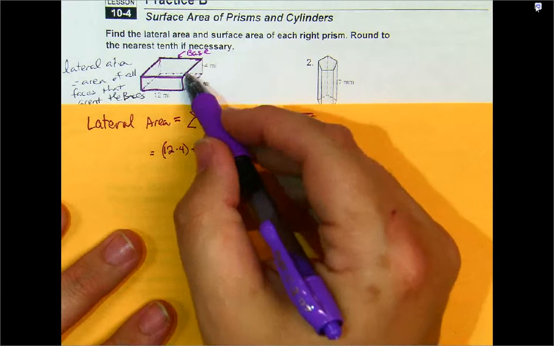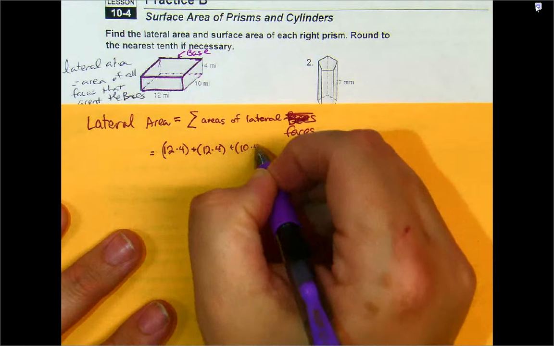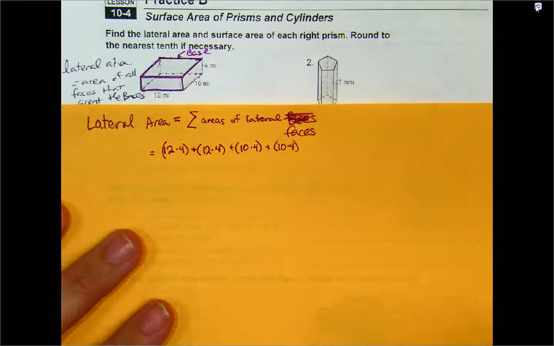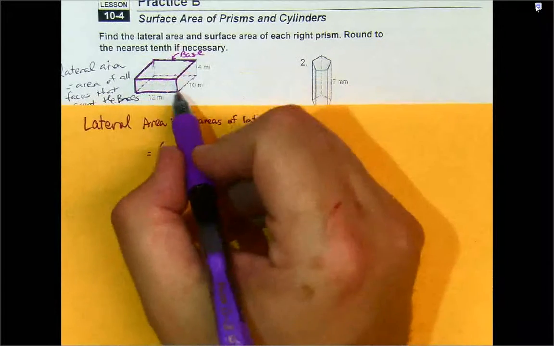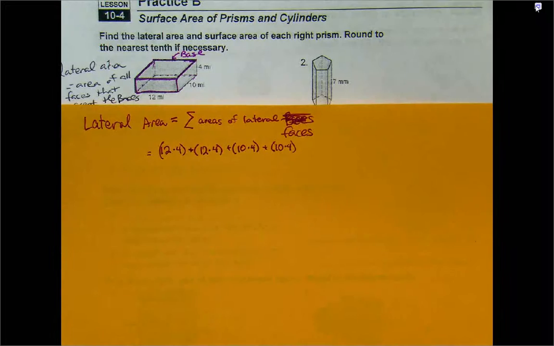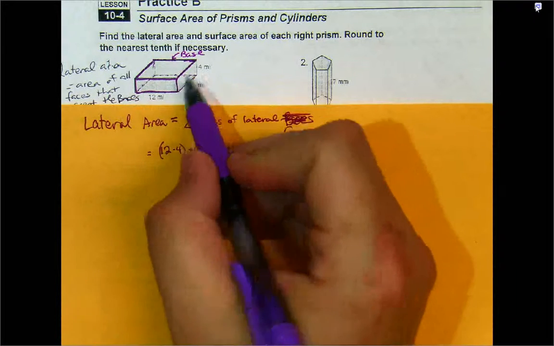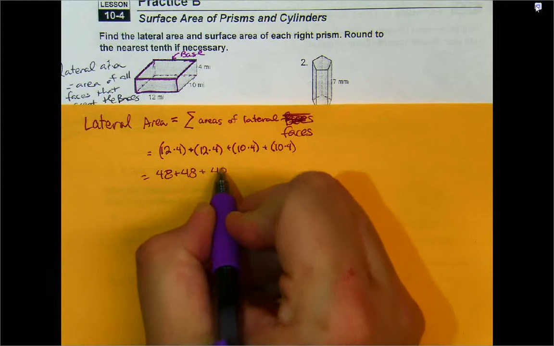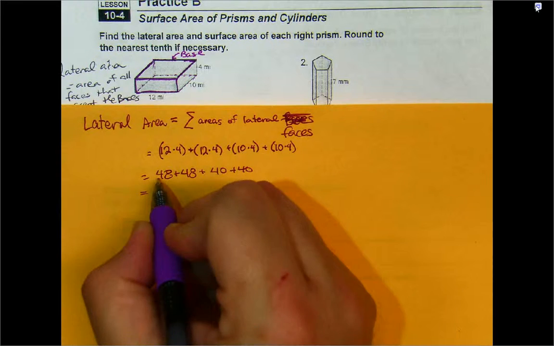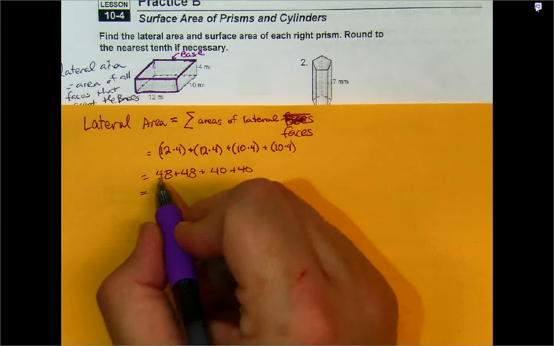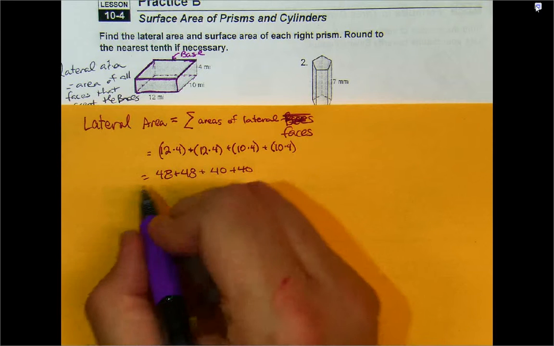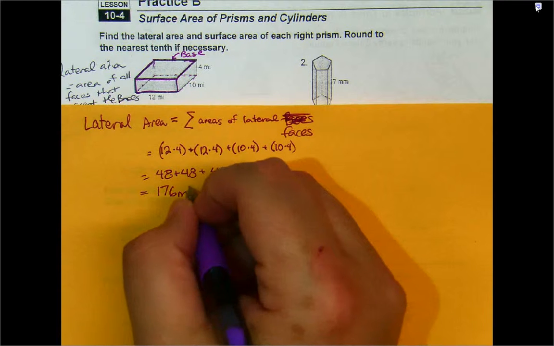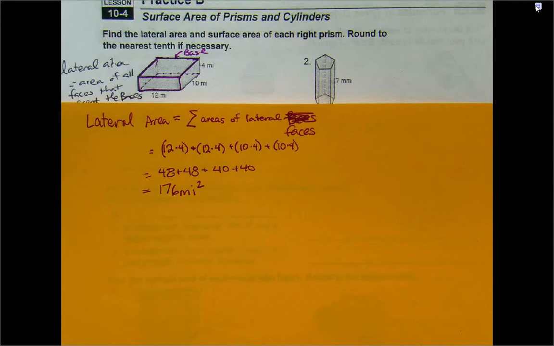And then this one's 10 by 4. So plus 10 times 4, plus another 10 times 4. Because this guy right here is 10 by 4. So you have your 12 by 4, your 12 by 4, and then you have your 10 by 4. And so this would be 48 plus 48 plus 40 plus 40. So that's 40 and 40 is 80, 120, 160, 168, 176. And then we could say 176 square miles.